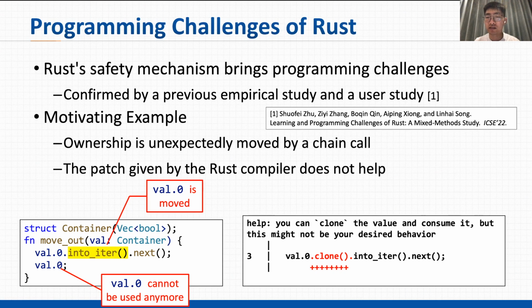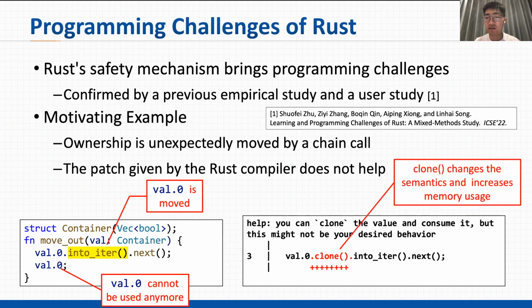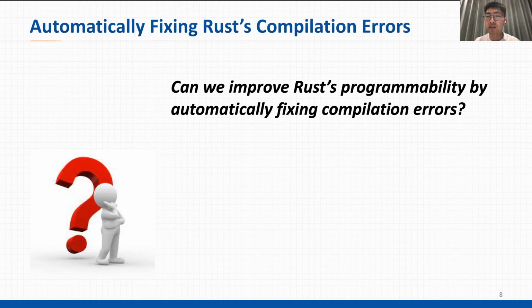For this case, the Rust compiler suggests that you can clone the value and consume it. But the patch given by the Rust compiler does not help, since clone changes semantics and increases memory usage. So, can we improve Rust programmability by automatically fixing compilation errors?